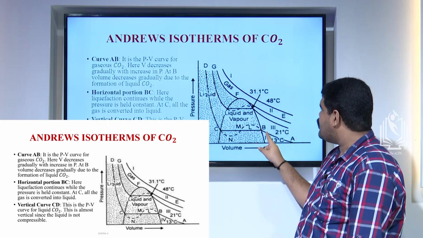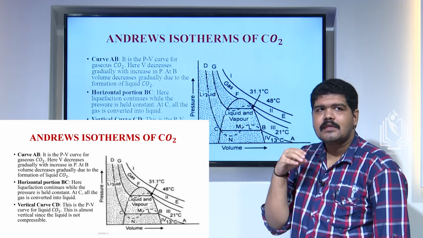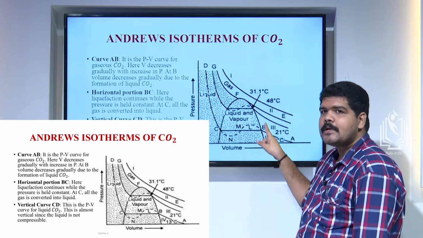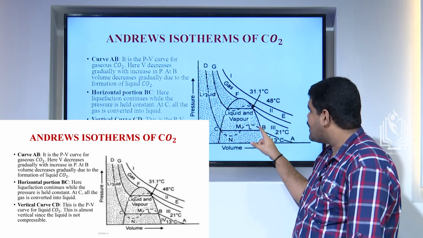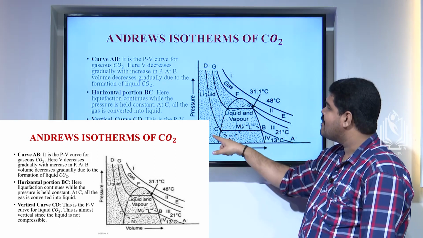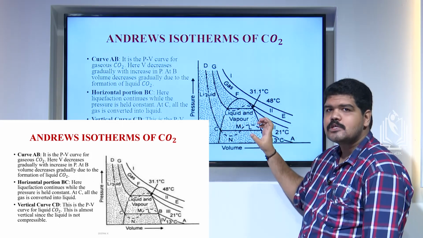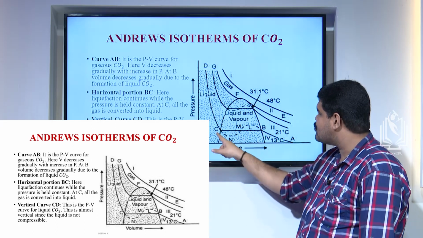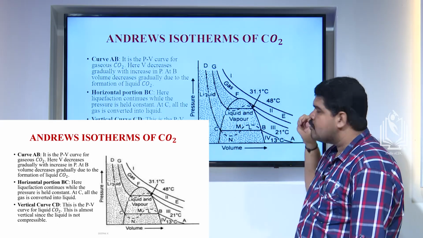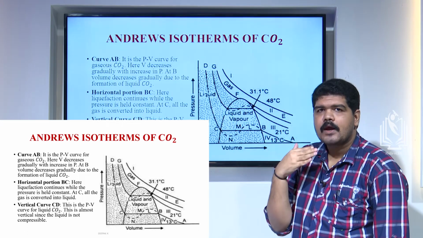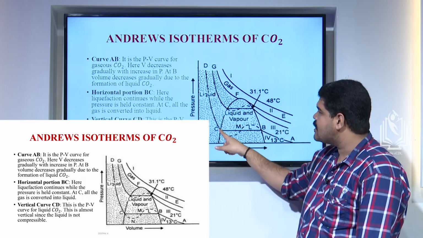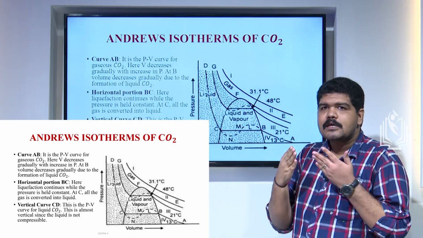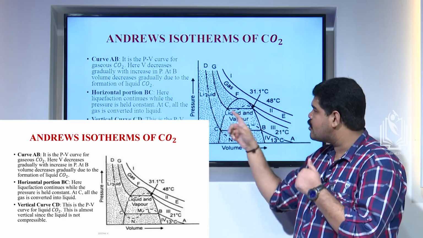When you are reaching B, gaseous carbon dioxide is getting converted into liquid carbon dioxide. So, at B, the formation of liquid carbon dioxide starts, and then during this horizontal portion BC, the liquefaction process is actually happening, and gaseous carbon dioxide is converting to liquid carbon dioxide. From B to C, more and more liquid carbon dioxide will be formed from more and more gaseous carbon dioxide. So, when you are reaching C, the whole gaseous carbon dioxide is converted to liquid carbon dioxide at C.